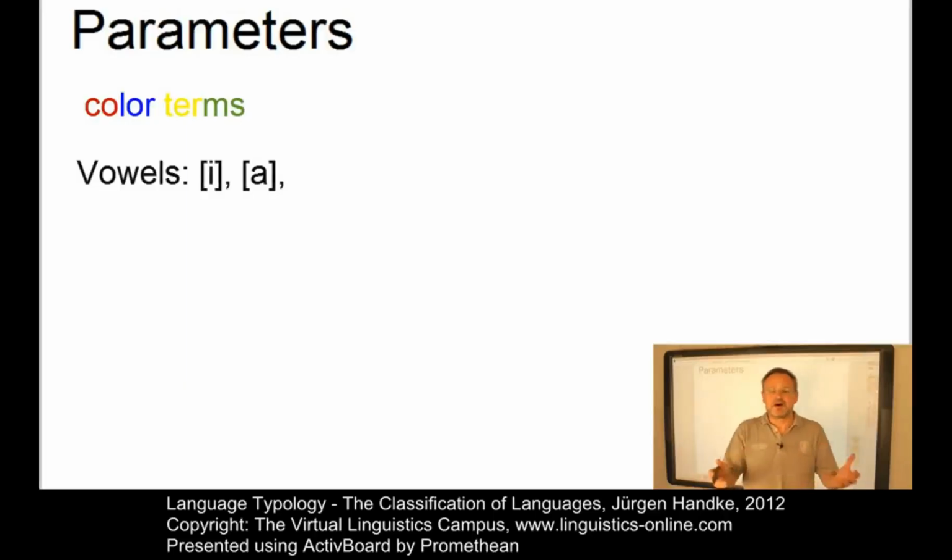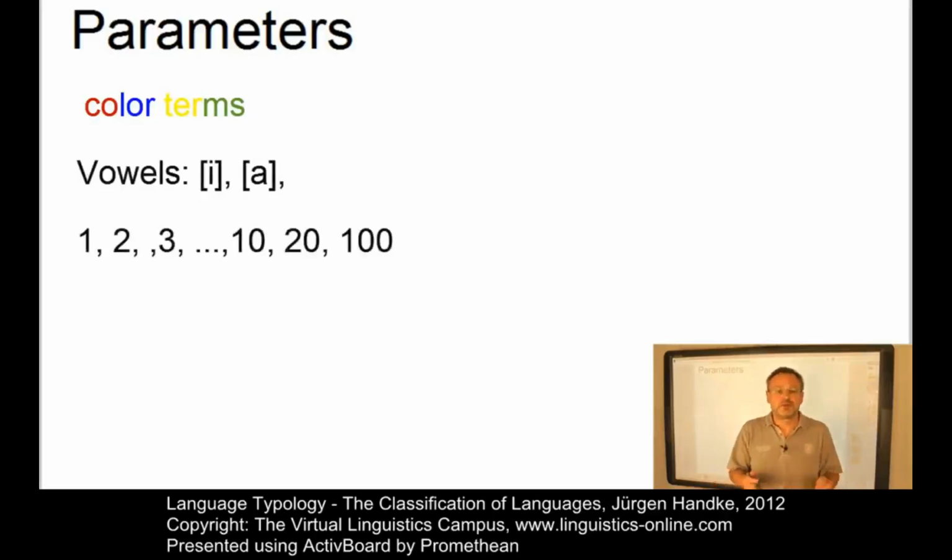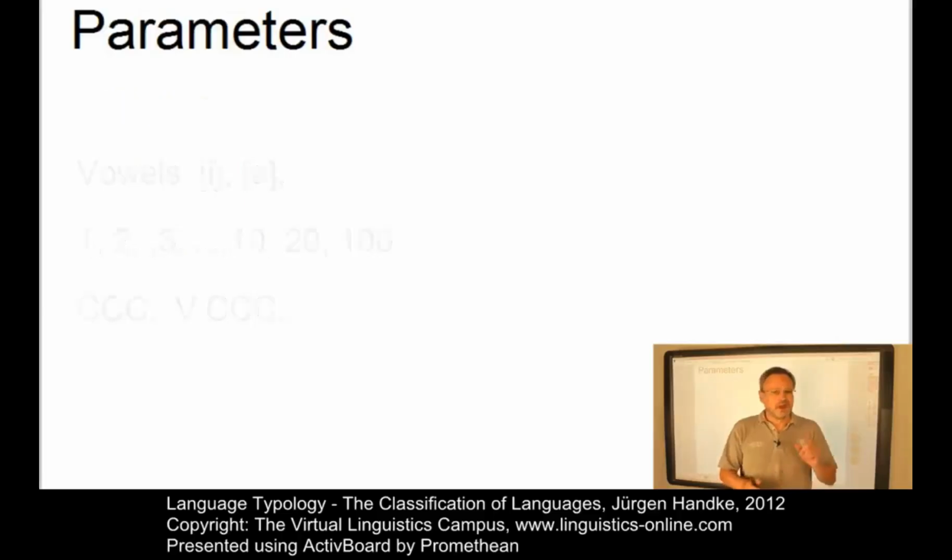In principle, one can choose any linguistically relevant parameter to classify languages. For example, the use of color terms, the number of vowels of a language, the numerical system a language uses, or the complexity of syllables, to name a few. However, in looking at a vast number of languages, it has turned out that there are some linguistic parameters along which languages can best be classified.